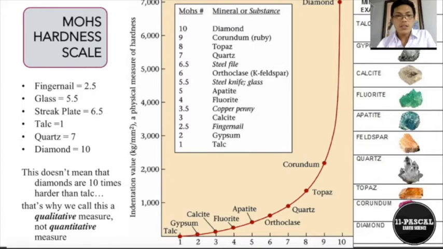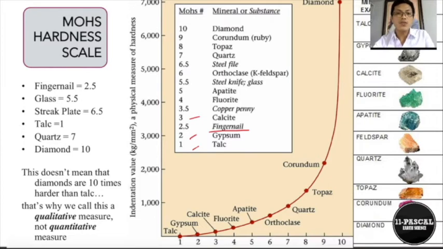So if you're going to look at this one, we have fingernail, having 2.5. So fingernail can scratch gypsum and talc, but it can never scratch calcite. And calcite can scratch fingernail, gypsum, and talc, but never the minerals above it.